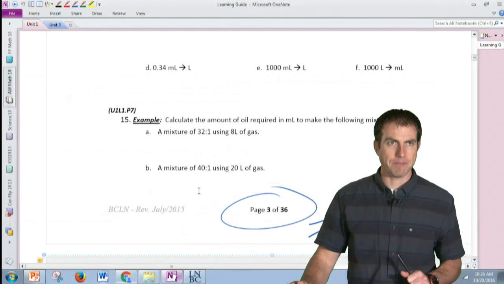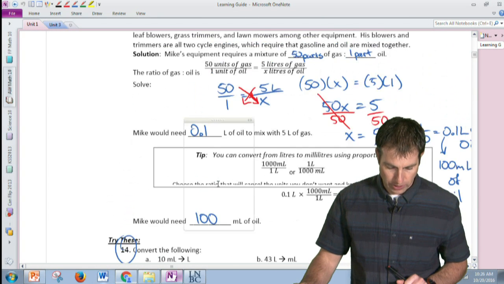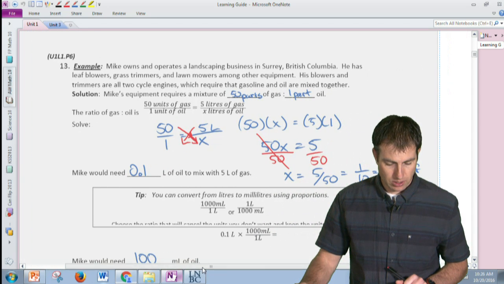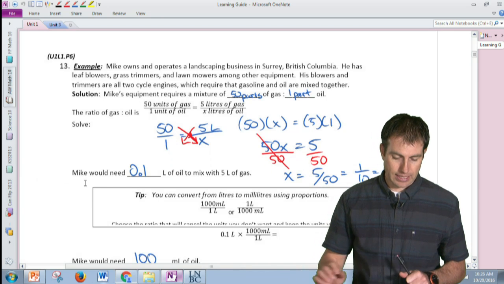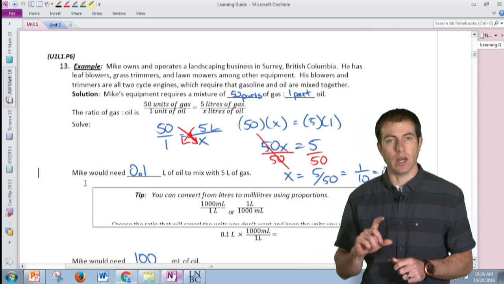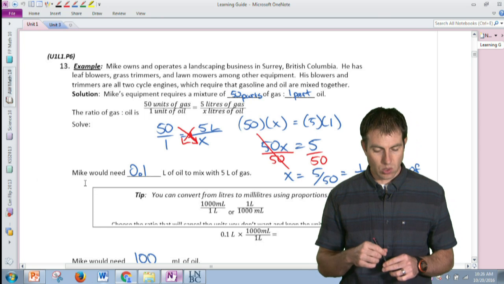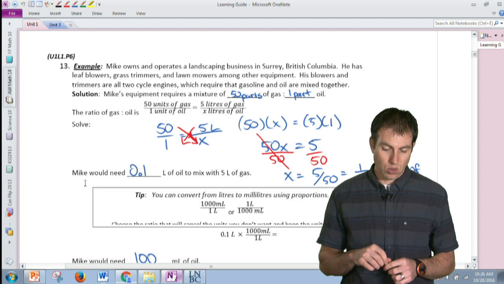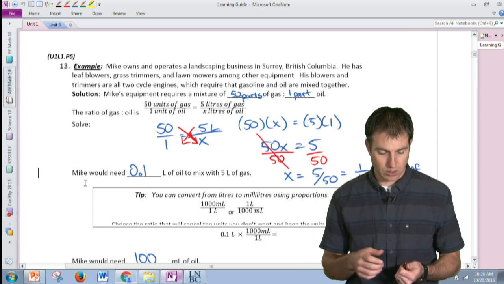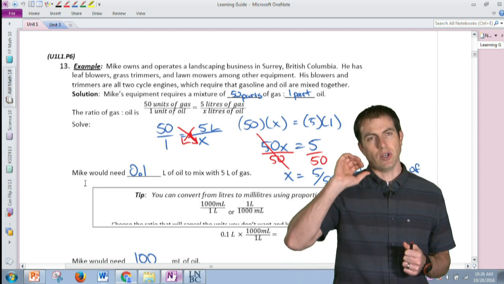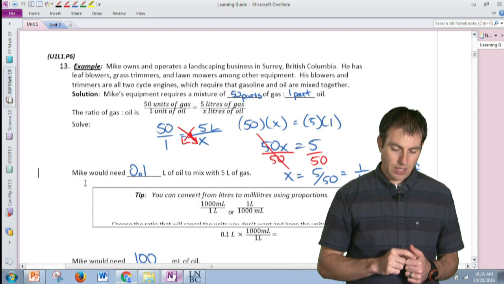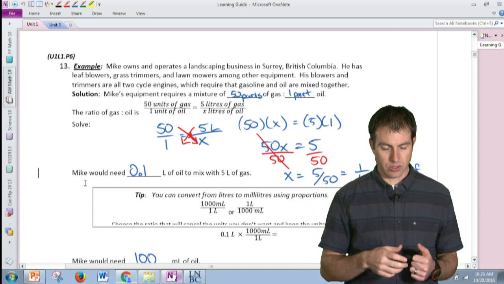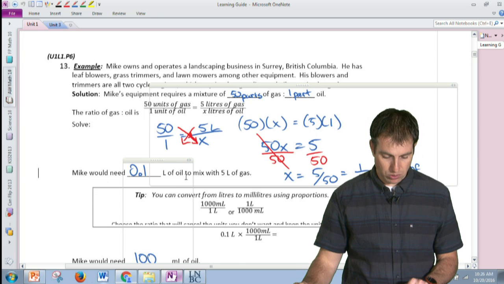I'm just going to scroll up, and we did a question similar to this where we had our friend Mike, owner-operator of a landscaping business. He had a gas situation where he had to mix 50 to 1, and he had 5 liters of gas. So we used the strategy we called cross-multiplication once we had everything set up. This question, number 15, is almost identical to number 13. You have your ratio, 50 parts gas to 1 part oil, and then you have the volume of gas. In question 13 it was 5 liters. This question down below is a little bit different.